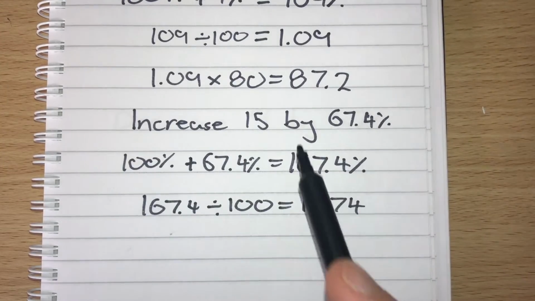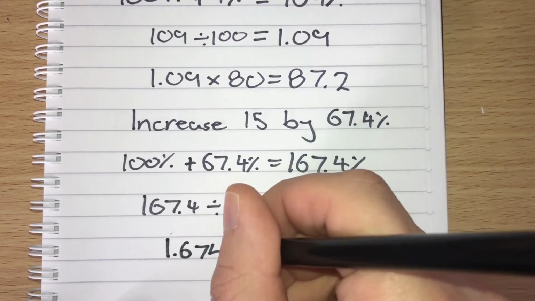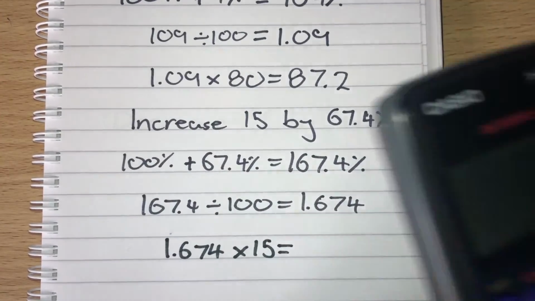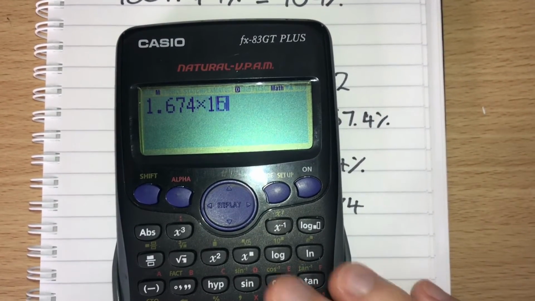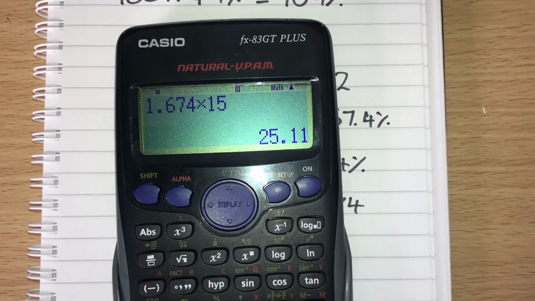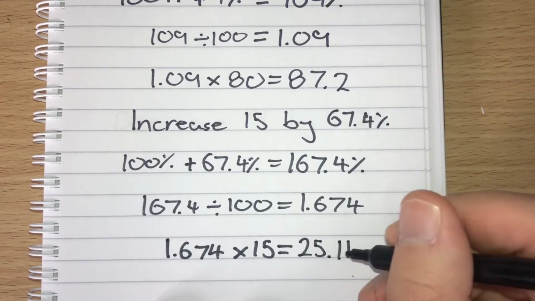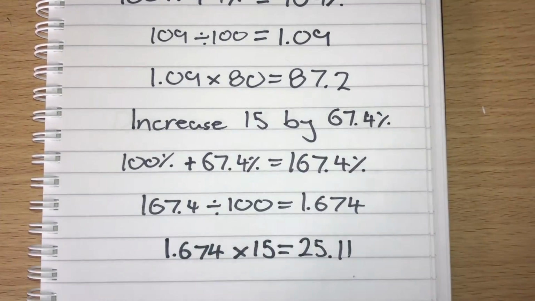We need to multiply that by our original amount of 15. So 1.674 multiplied by 15, and again this is where we're going to use our calculator. We get an answer of 25.11. And alongside that being easier than, say, working out what 1% was, working out what our 0.1% was, etc., and adding up, this is far quicker because we're just doing that one multiplication at the end.